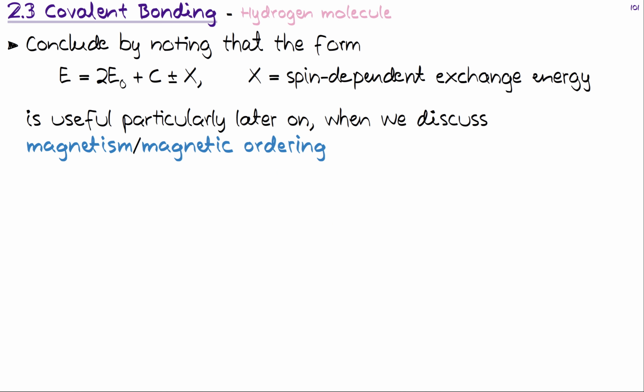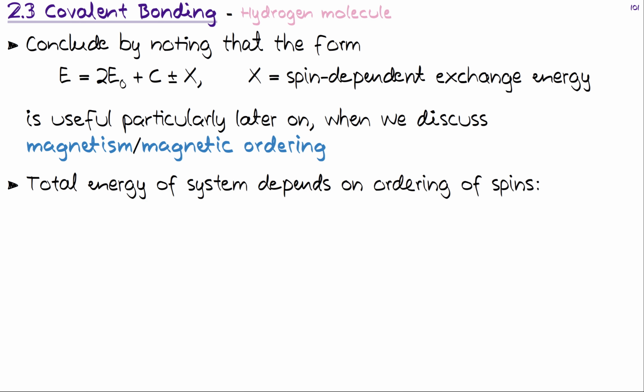Because we now see that depending on whether the nearby spins are upwards or up and down, we may have a slightly different energy contribution. And if we then combine that with the fact that the energy of the system should be minimized, we start seeing that this actually might give rise to magnetic ordering of our system, how magnetic domains are being formed. They are formed because they minimize the energy of the system. So the total energy of the system depends on the ordering of spins.